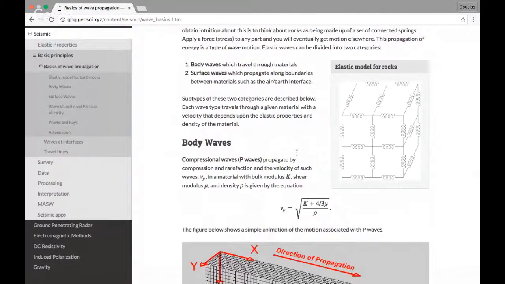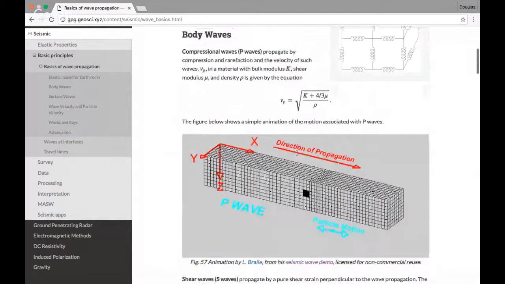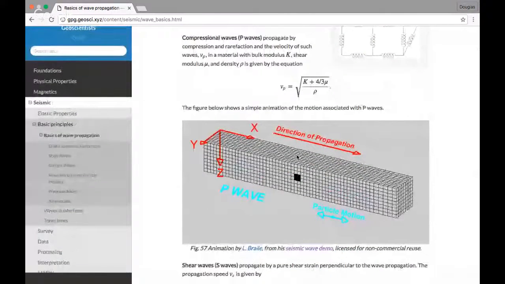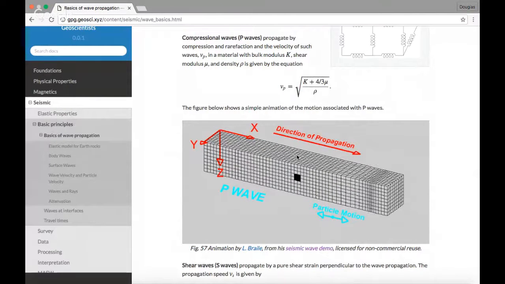So we've got the atoms that are all kind of connected by springs. And we've got this bulk modulus and shear modulus. The first wave that we did was this guy here. So you can see what's happening here. This is what's called the P wave or the compressional wave. And it's doing exactly what we just did, right? It's being pushed this way. And you can see the compressions and then the rarefactions as that goes. So the energy propagates down this way.